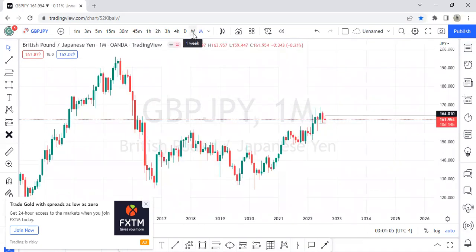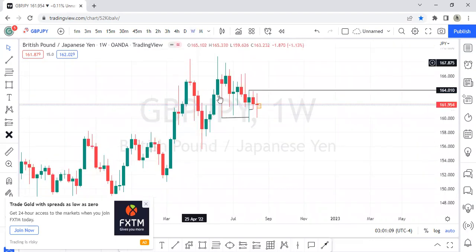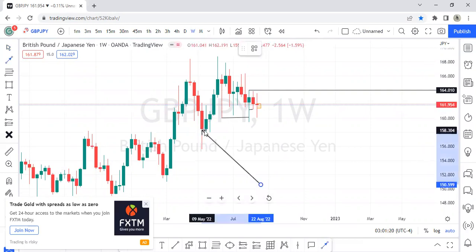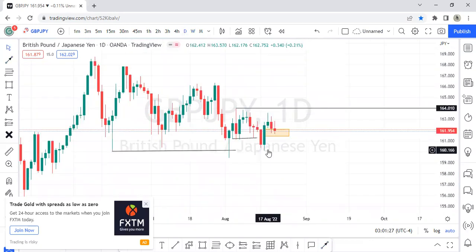So let's go to the weekly. On the weekly as well, we have taken out liquidity to the upside. Market is still bullish. Market remains bullish until you can take out this major low, right? Until this low is taken out, the market remains bullish on the weekly. Go to the daily time frame. So we are still bullish on GJ.